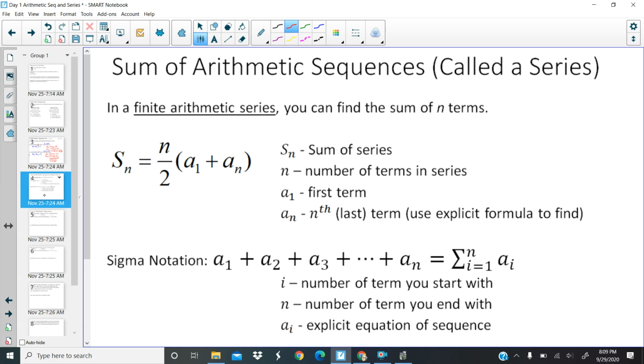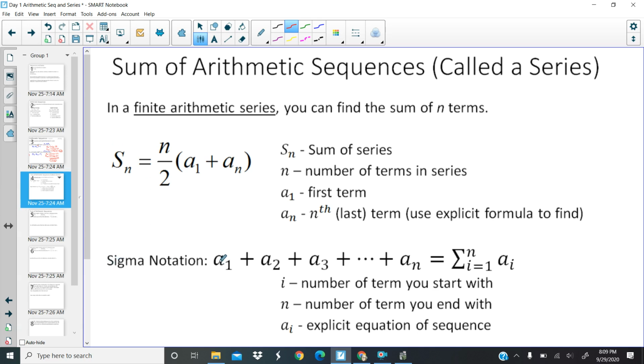It's going to equal n, the number of terms that you're adding up, divided by 2, times the first term plus the last term. And then to find that last term, a sub n, you're going to have to use the explicit formula from the last slide to find that.